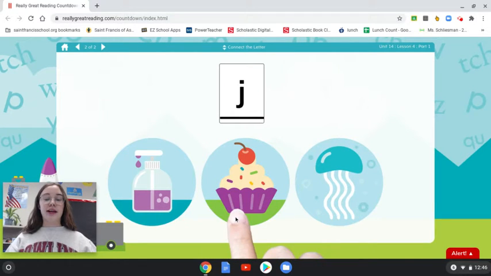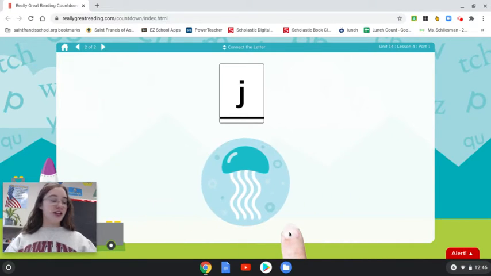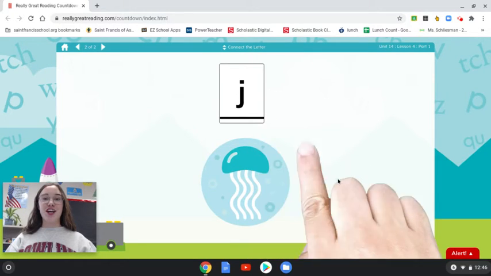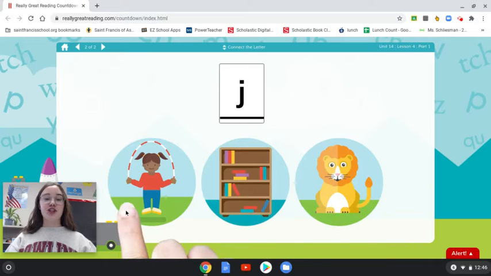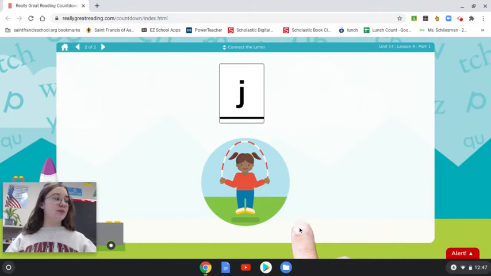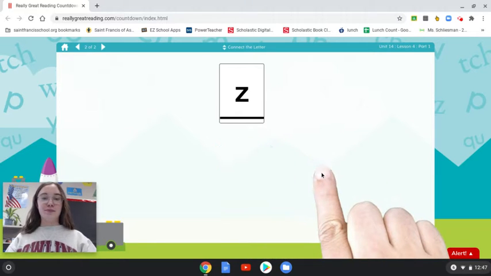Soap, cupcake, jellyfish. Which one begins with J? Jellyfish. Jellyfish begins with J, so it starts with the letter J. Jump, bookshelf, lion. Which one begins with J? Jump. Jump begins with J, so it starts with the letter J.